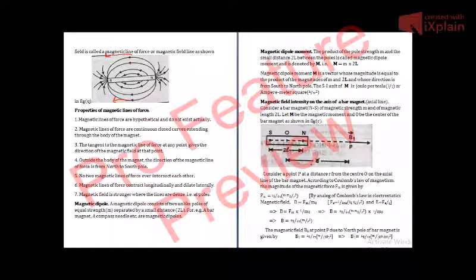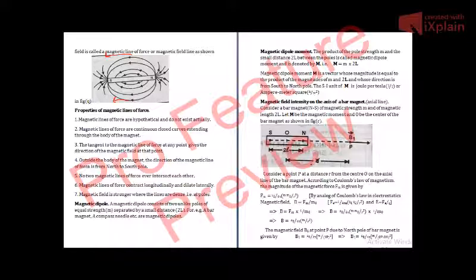The SI unit of magnetic dipole moment M is joule per tesla, or ampere meter square. Actually, it is ampere meter square. It is not ampere per meter square. It is ampere meter square.